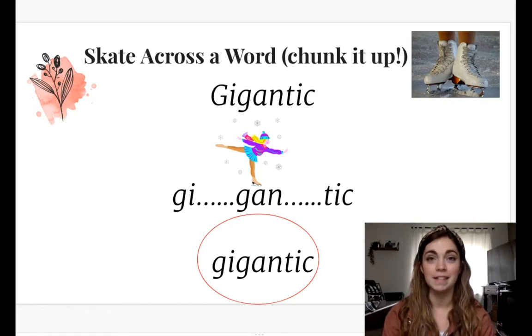I skated across the word, listening to each part and writing it down as I went, and then at the end I put them all together and spelled gigantic. Now, I'm still not sure if it's spelled with a C at the end or a K, and because I'm not sure, I'm going to circle it, and then I'm going to move on. It's circled, so at the end I can come back to it and double check, either using a dictionary or my little yellow dictionary or Google to make sure that I'm spelling it correctly.